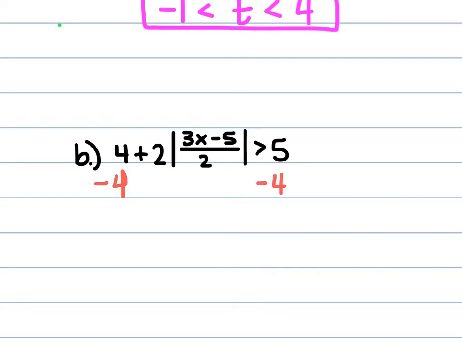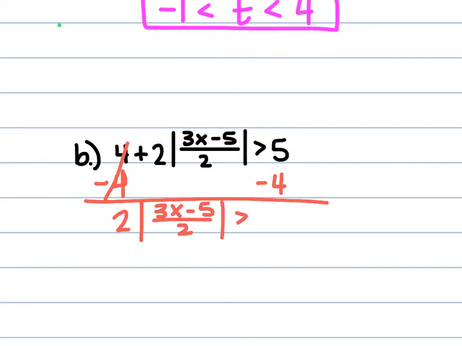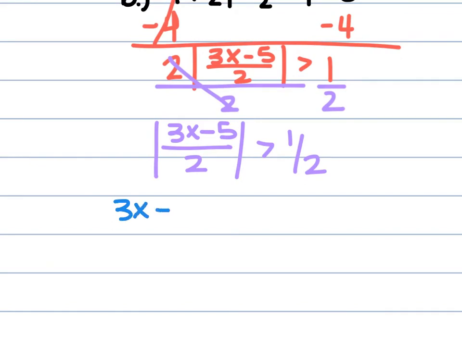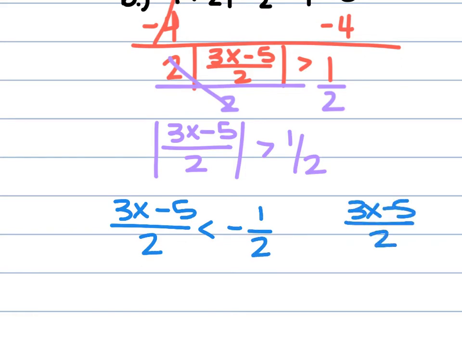division. So we're going to subtract 4 from each side to get 2 times the absolute value of 3x minus 5 over 2 is greater than 1. So from here, we're going to divide each side by 2, and we're going to be left with the absolute value of 3x minus 5 all over 2 is greater than 1/2. So now, turn this into two separate inequalities. So we're going to have 3x minus 5 over 2 is less than negative 1/2, as well as 3x minus 5 over 2 is greater than the positive 1/2.